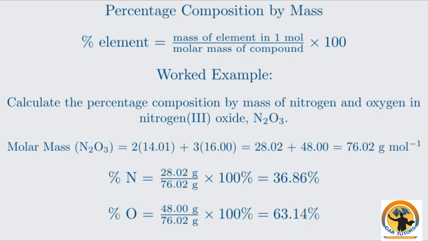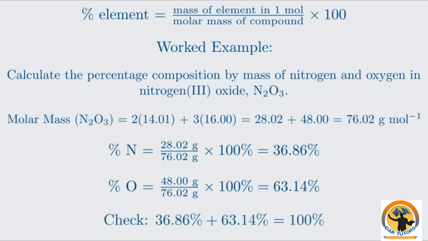Next, for oxygen, the mass in 1 mole is 48.00 grams. Dividing 48.00 by 76.02 and multiplying by 100% gives 63.14% oxygen. To check our work, we can sum the percentages. 36.86 plus 63.14 equals 100%, so our calculation is correct. Remember, always check your work.